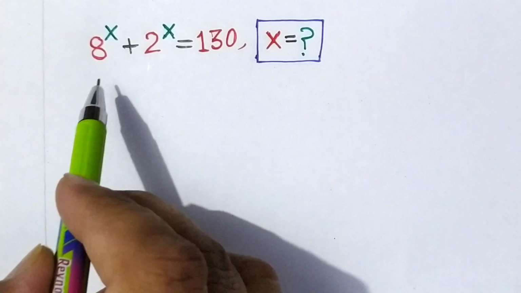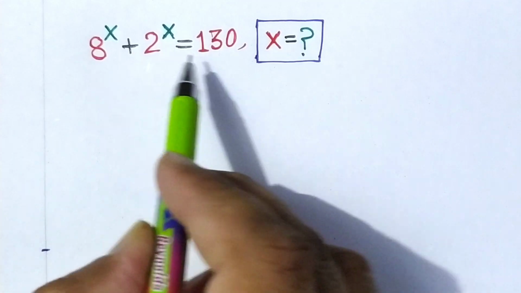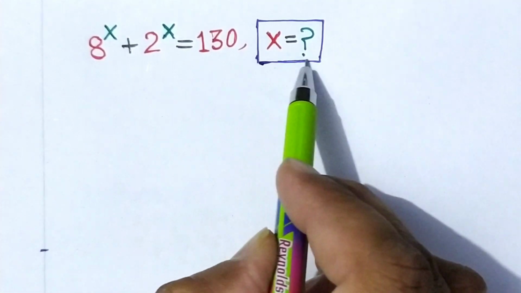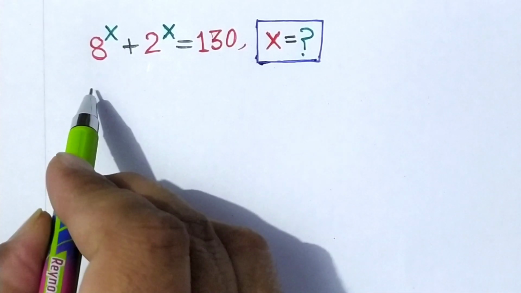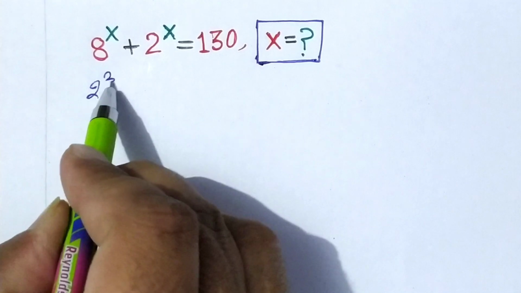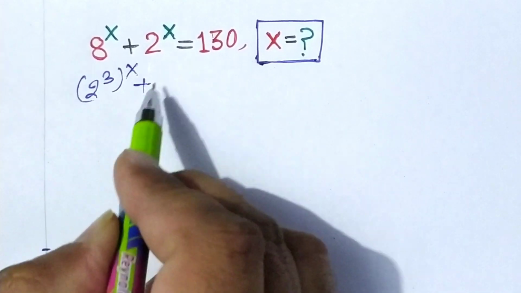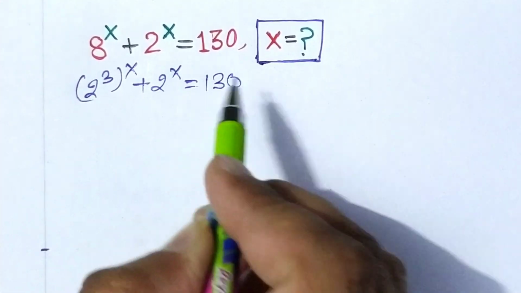Hello friends, if 8 to the power of x plus 2 to the power of x is equal to 130, then what is the value of x? Friends, 8 to the power of x can be written as (2 to the power of 3) to the power of x, plus 2 to the power of x is equal to 130.